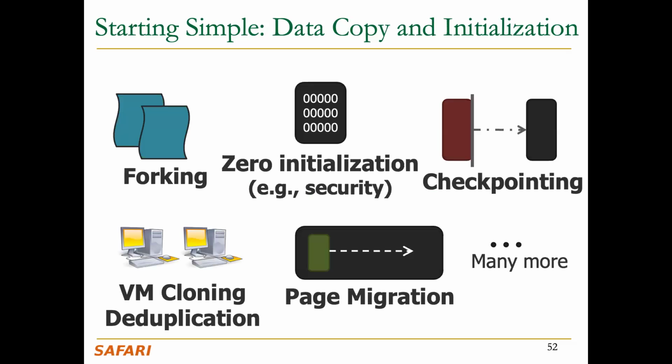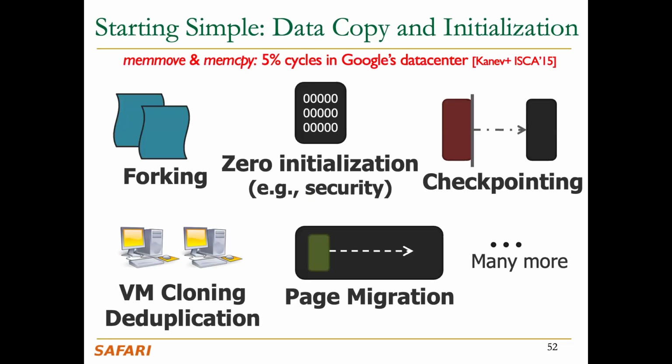There are many applications, like imagine starting a database that's 10 terabytes. You really need to initialize that 10 terabytes, right, physically. And that's a lot of energy. There are many applications that do data copy and initialization. In fact, in that paper that I mentioned from Google, they showed that two function calls, memmove and memcopy, essentially occupy 5% of the execution cycles in Google's entire data center. That's fascinating to me. Only two function calls, right?